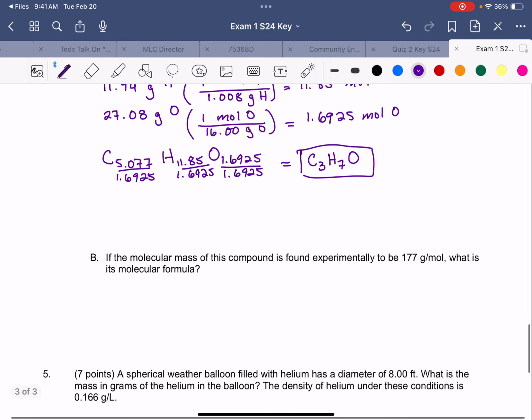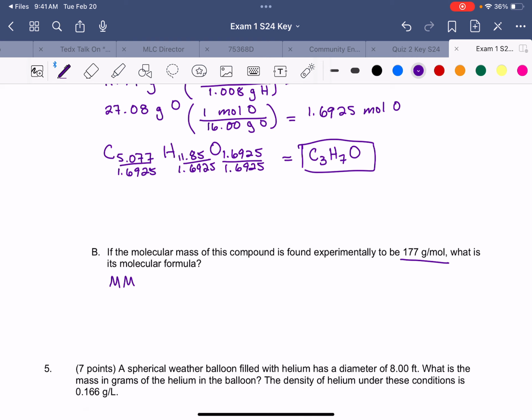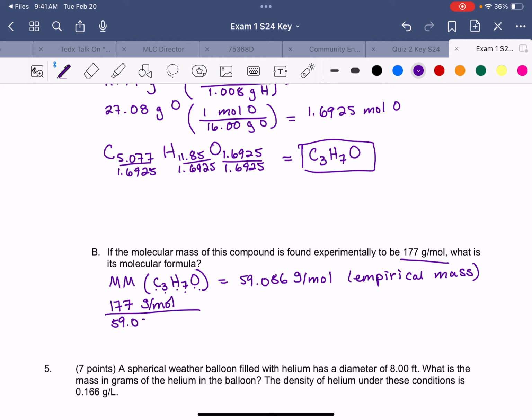Next, it says we are given the molecular mass, and we want the molecular formula. So first, we need the molar mass of our empirical formula, which is taken by doing 3 times the molar mass of carbon, 7 times the molar mass of hydrogen, and 1 times the molar mass of oxygen, and we get 59.086 grams per mole for our empirical mass. Then you take the molecular mass divided by the empirical mass, and you get a whole number.